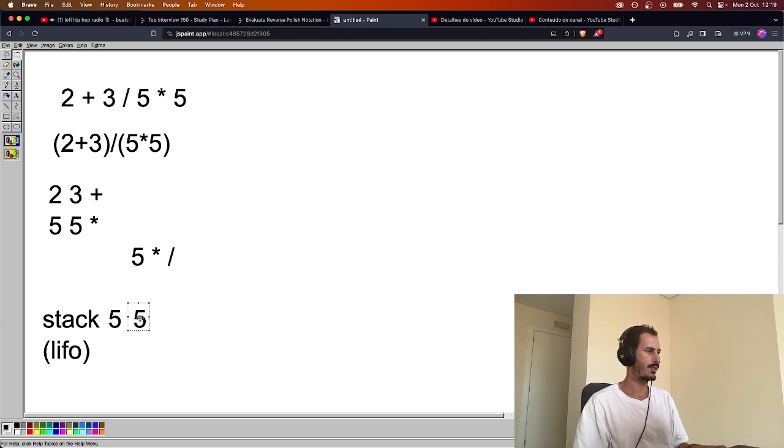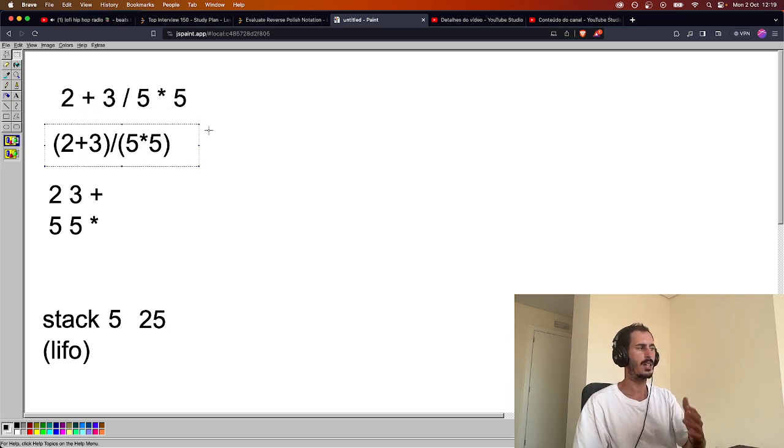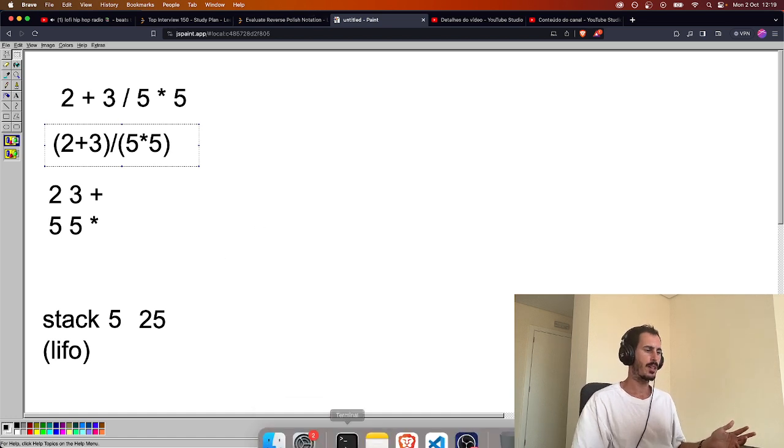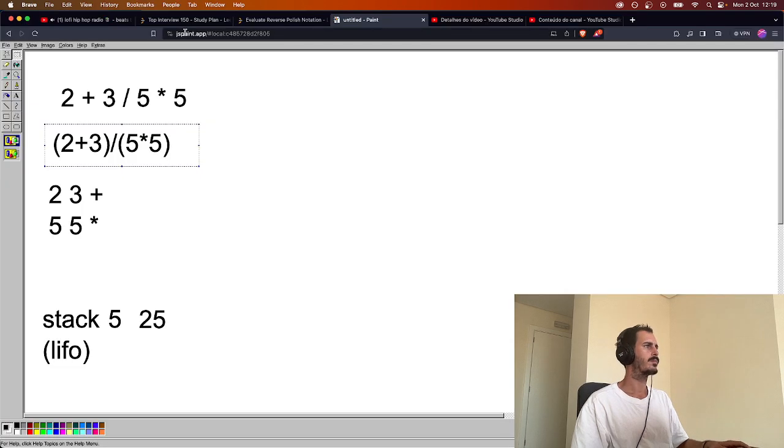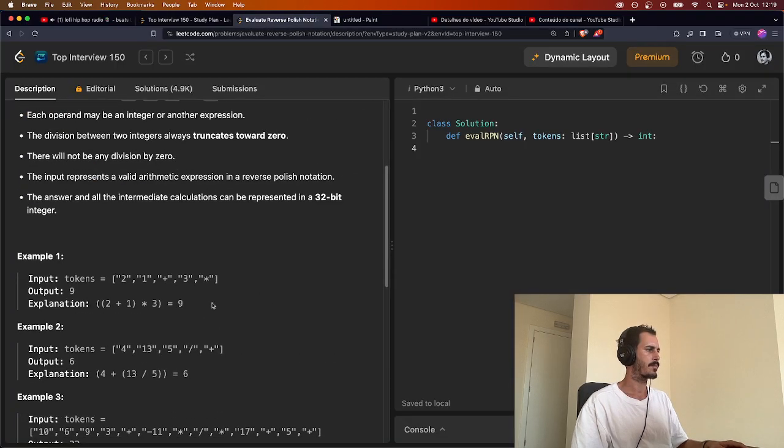Okay, next one. We get the 5, we put it on the stack. Same thing, we put the next one on the stack. And then the times. Okay, last two, 5 times 5, 25. And then you continue. Oh, an operator. Let's remove the last two here. And then it's 5 divided by 25, which is what we have here. So this is our algorithm. So let's get to implementing this. Let me use a simple example.